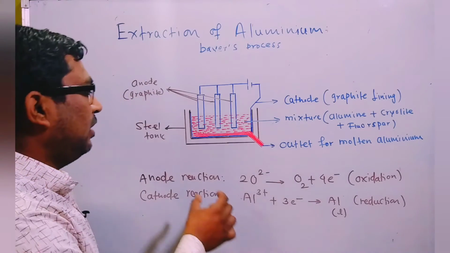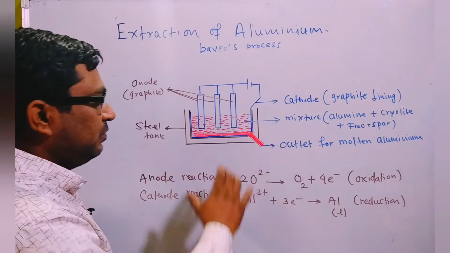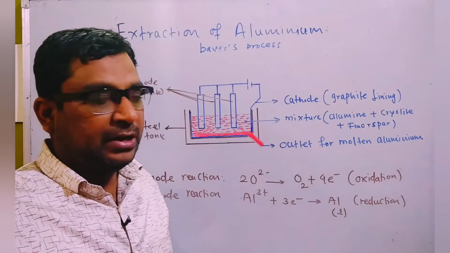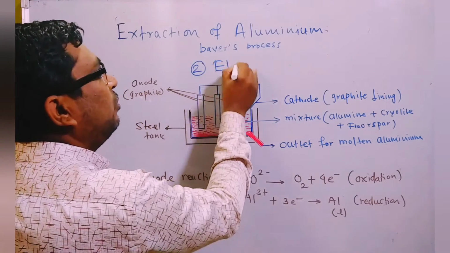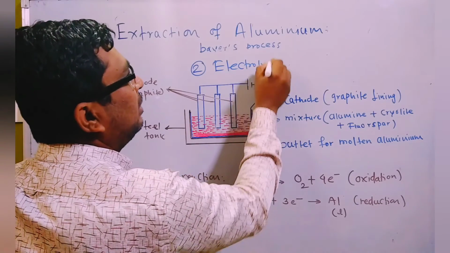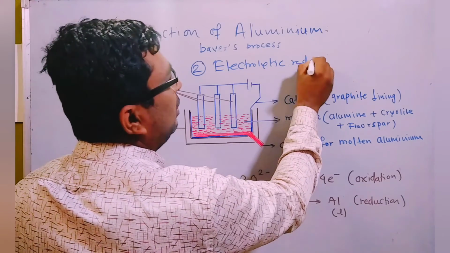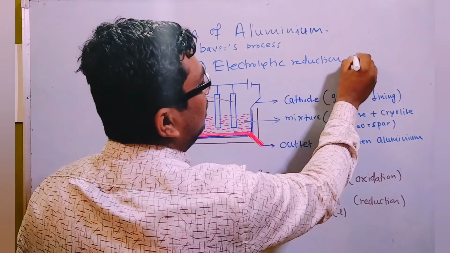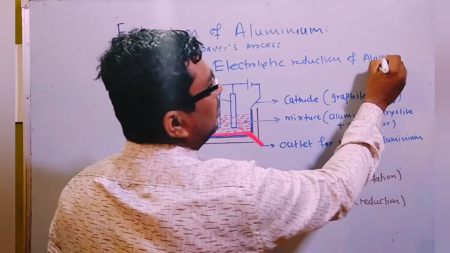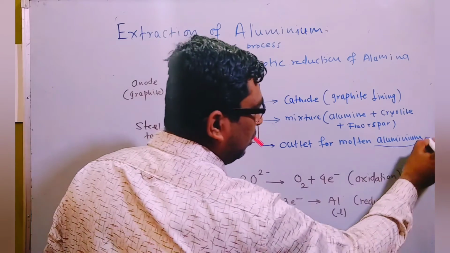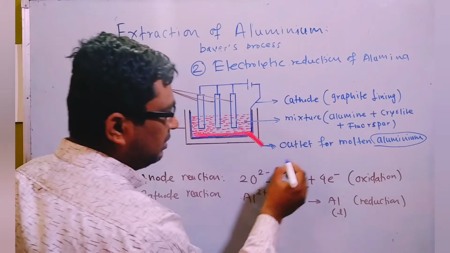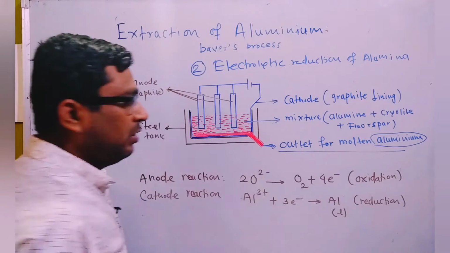Now here we have to utilize that alumina. So this is the structure for the electrolytic reduction. This is the second stage, called electrolytic reduction of alumina. From this alumina finally you get aluminium as an output. Observe, this is the molten aluminium you get from this outlet. This is the outlet for the molten aluminium.